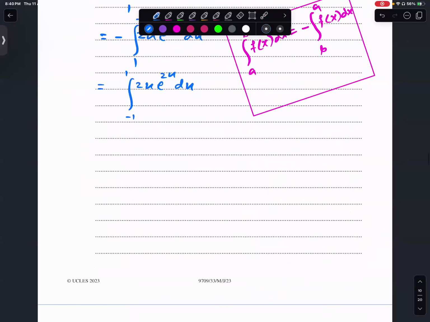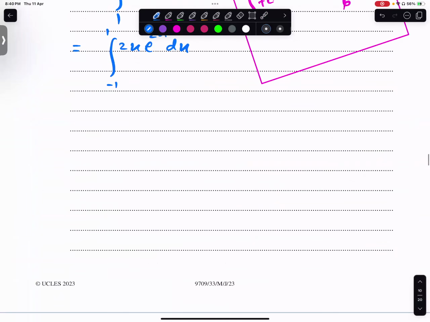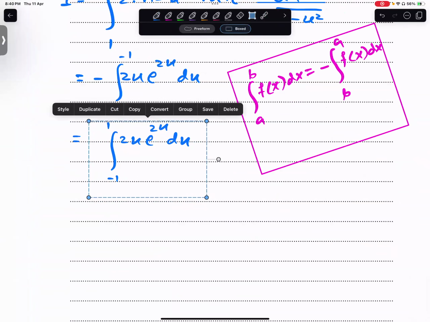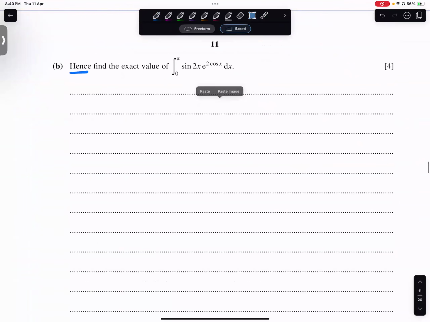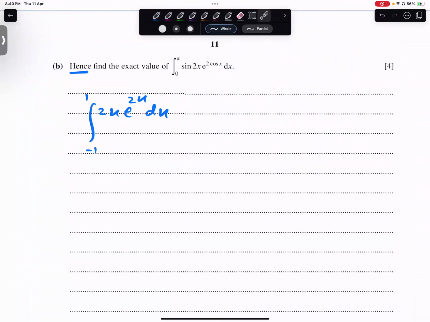The next, hence find the exact value of this integral. Hence means you will use the previous part. So let's copy this integral now. And this is the integral. So students, just look at this, how to integrate this. This is very easy. You will apply the by parts integral and by putting 2u in derivative and this in integral. Okay, or either you can call it u or v, it's up to you.